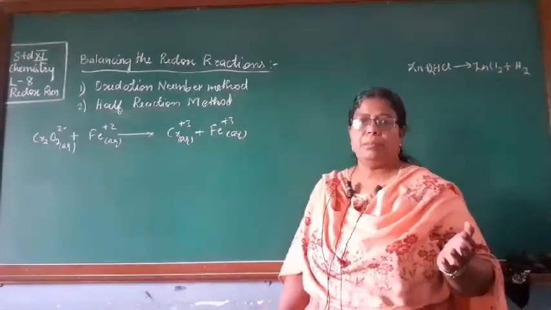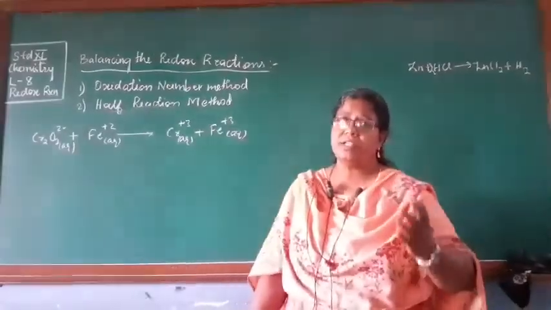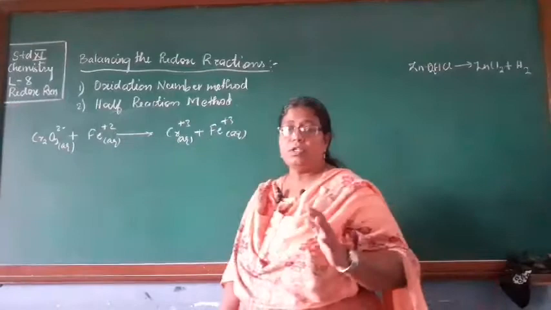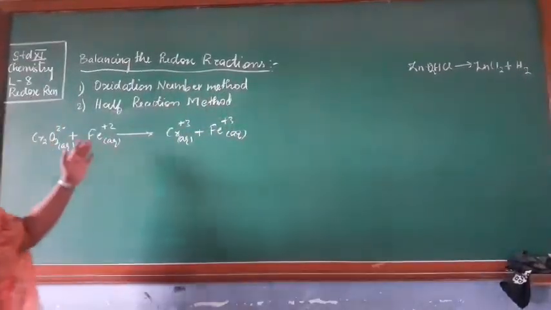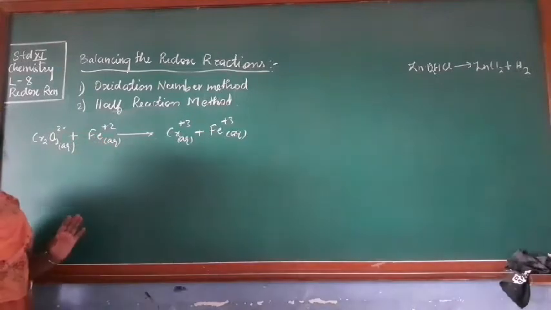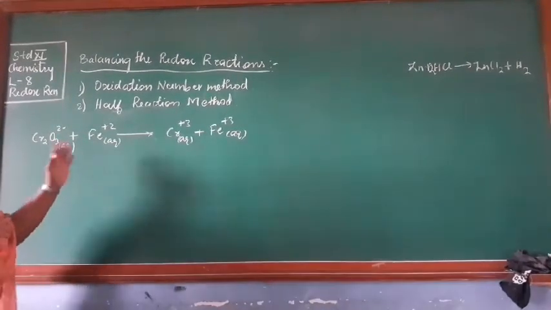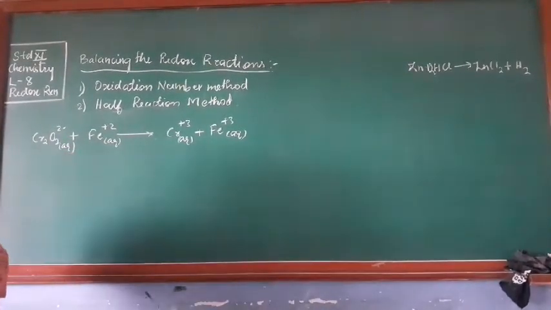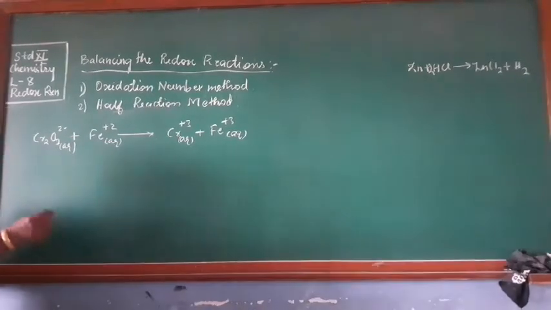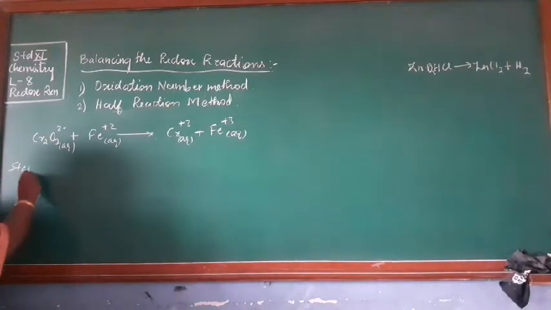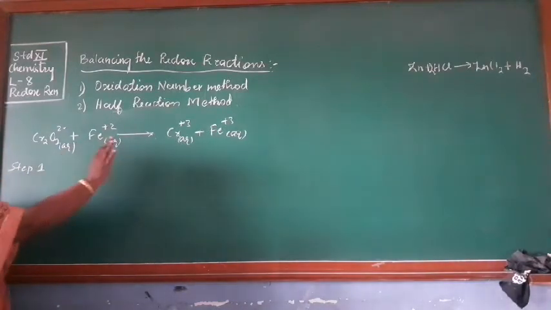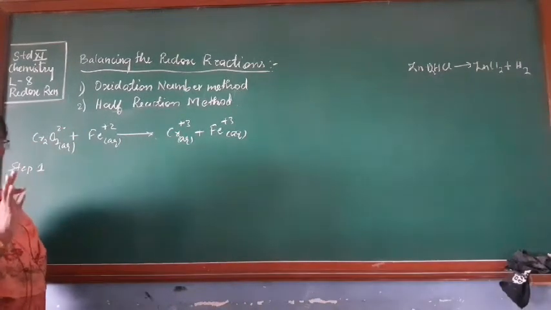half reaction method. See, there are certain steps written in your books to follow for balancing an ionic equation or the other redox equation. So just by reading them you will not be able to understand. So we will go one by one. Okay. Our step 1 is to write the equation in the proper manner.